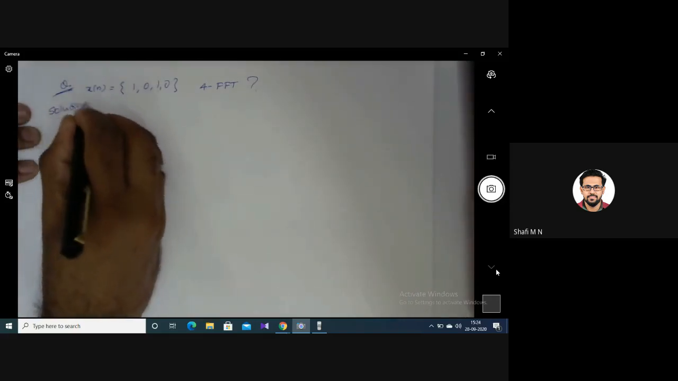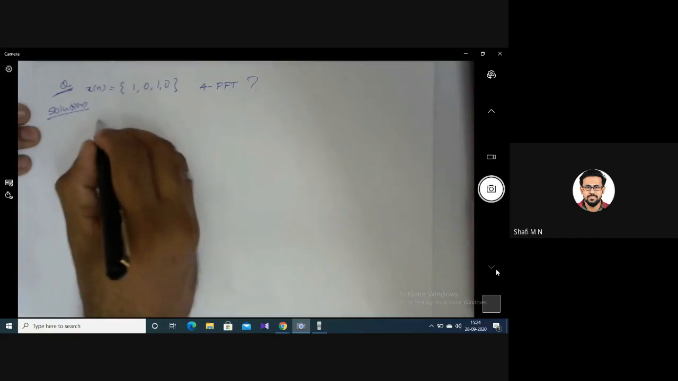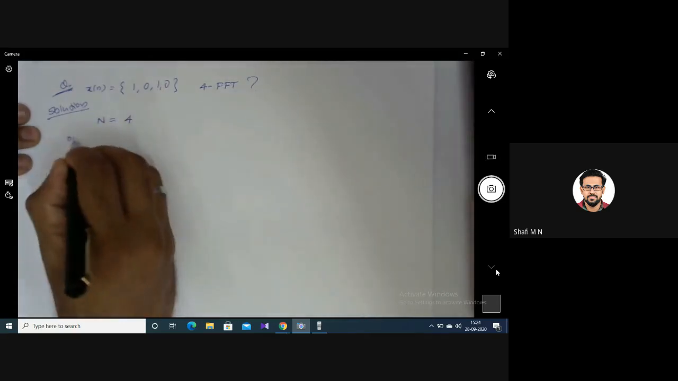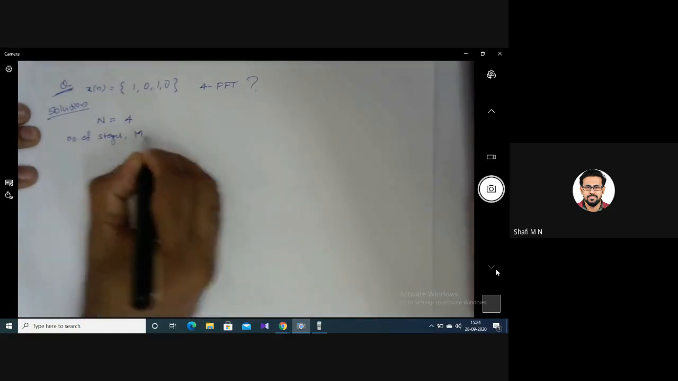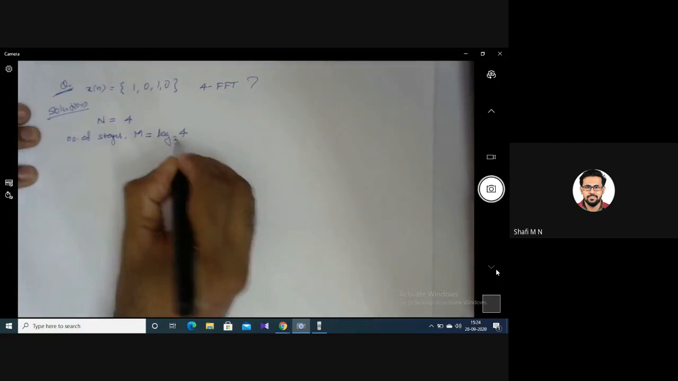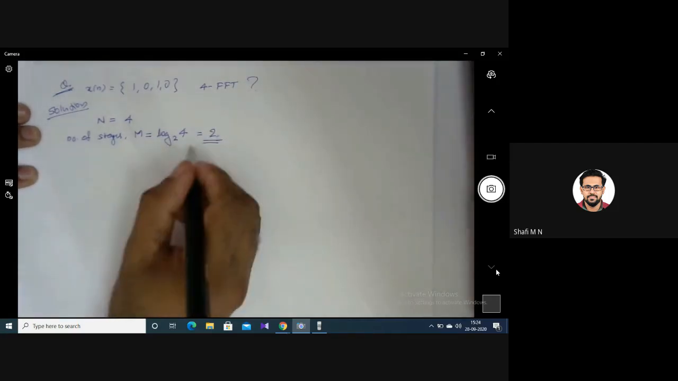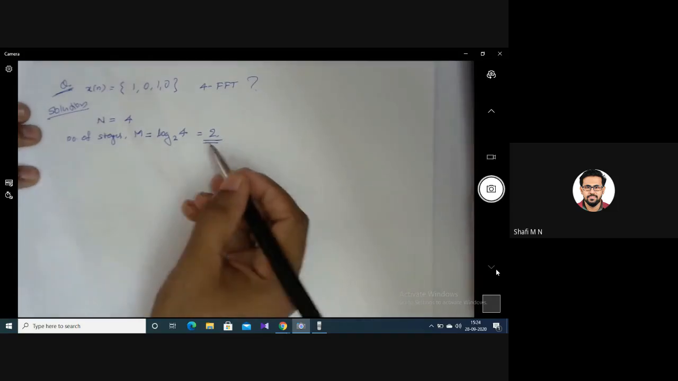As you know, the first step is to mention the n value. Let me denote it: n is 4. So what will be the total number of stages? Total number of stages is denoted by capital M. That will be log 4 to the base 2, which is 2. So the value of capital M for this particular problem will be 2. So there will be 2 stages, and you can solve the answer in 2 stages.